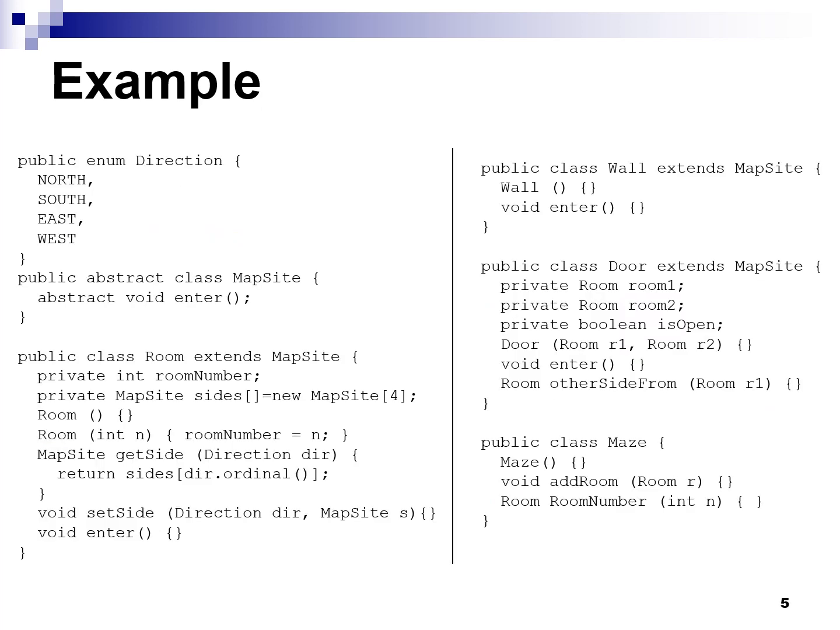This is how we would encode this design in Java. We have an enumeration with the direction, we have the abstract class map site, then we have a subclass room, a subclass wall, and a subclass door, and then we have the class maze, which basically has methods to add rooms and to get the room by the ID. Of course, this is an incomplete implementation.